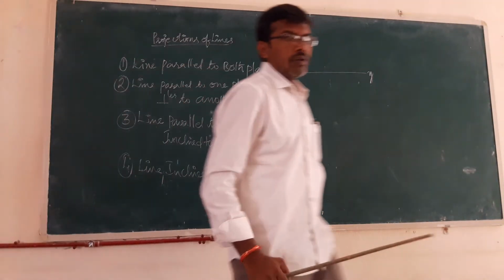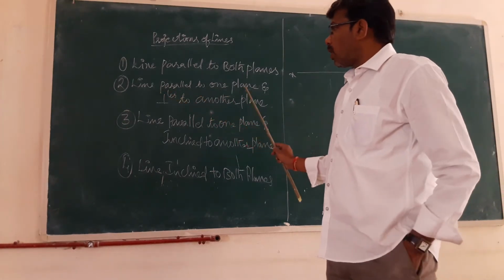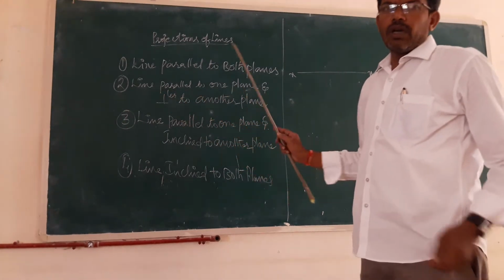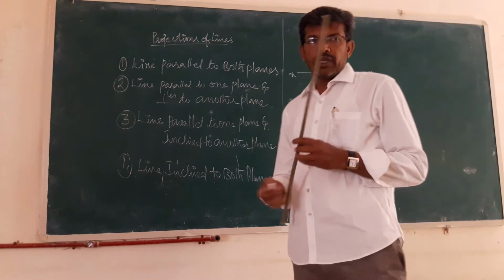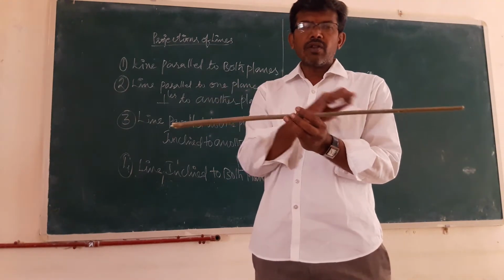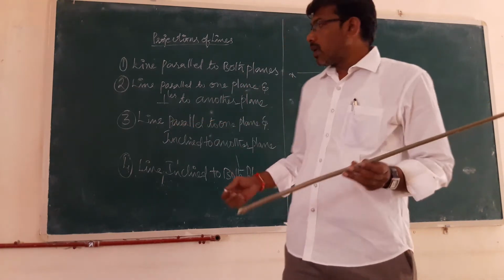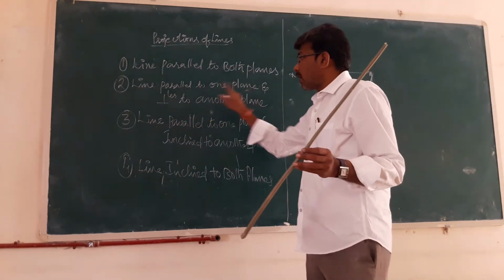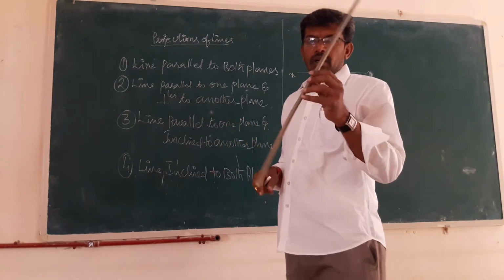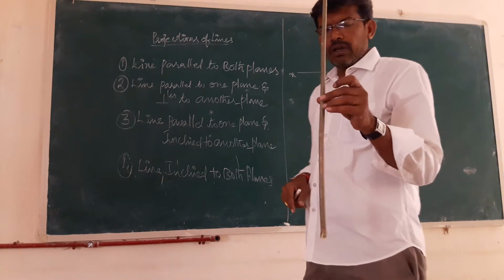Alright, looking to the second condition, that is line parallel to one plane and perpendicular to the another plane. So now let us take a line A B having a length of anything, that is 60 or 70 or 80. Now let us take the condition parallel to one plane and perpendicular to another plane. Right? Parallel to one plane. Now I have kept the line like this.